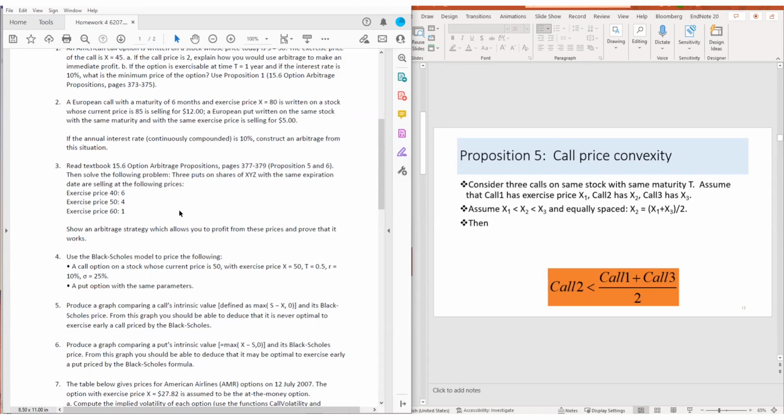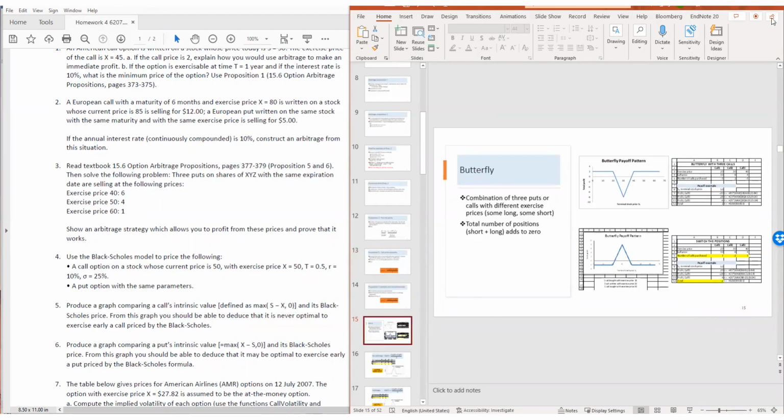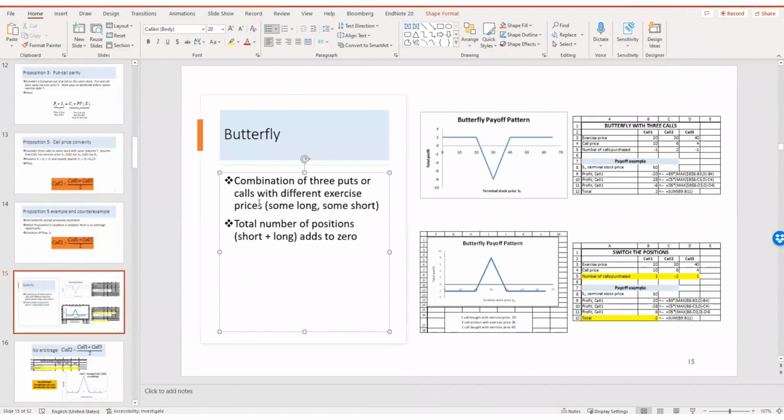So the basic idea is that if you know the option strategy well, there will be an option strategy called butterfly that will be using 3 different calls, or 3 different puts. So if this proposition 5 is violated, the way that people will construct the arbitrage will be using the butterfly strategy. The basic idea of the butterfly strategy is that you want to combine 3 puts or 3 calls with different exercise prices. They should not have the same exercise price.